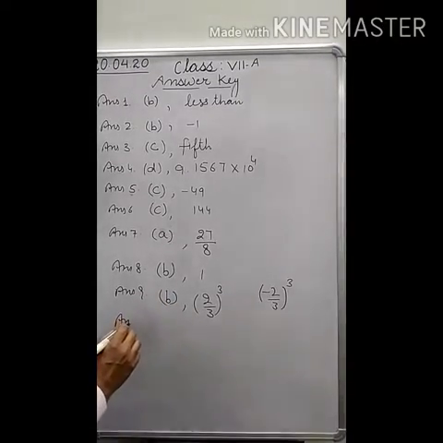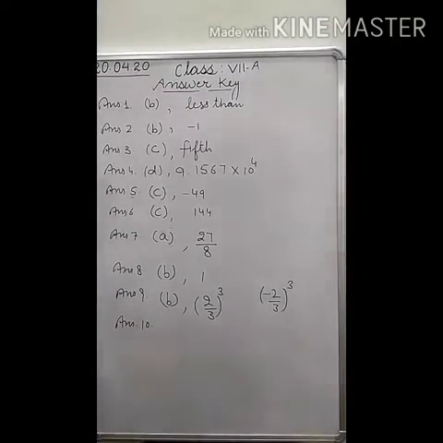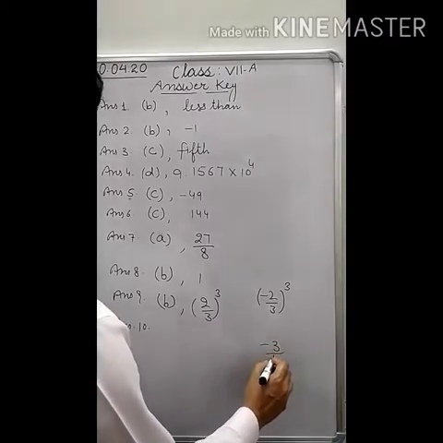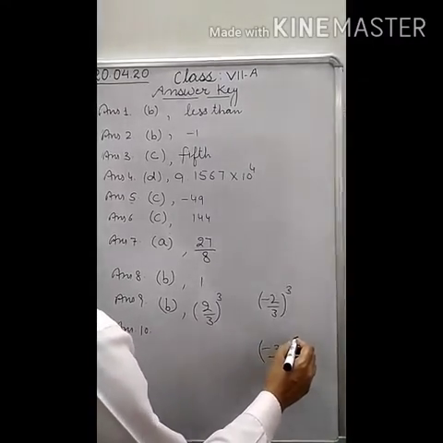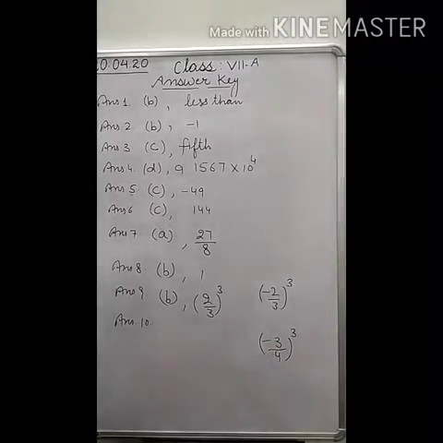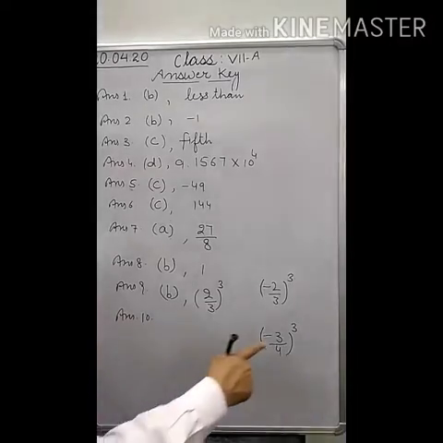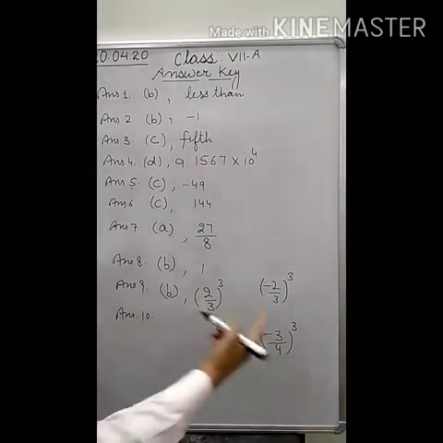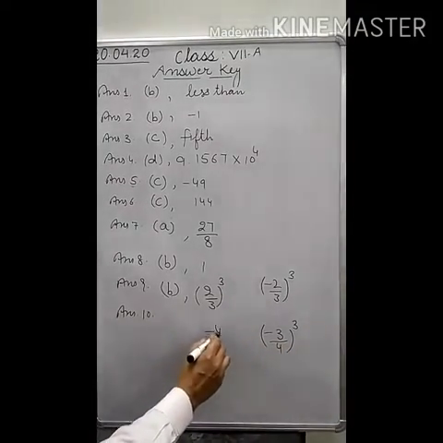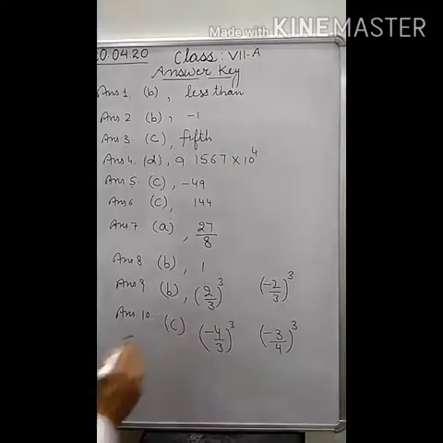Now come to the next one. In question number 10, you have been given the multiplicative inverse of minus 3 by 4 whole raised to the power 3. Multiplicative inverse means we have to find a number which, when multiplied by this number, gives the product 1. So for the multiplicative inverse, we have to take its reciprocal. Its reciprocal will be minus 4 by 3 whole raised to the power 3. So the correct option will be C.